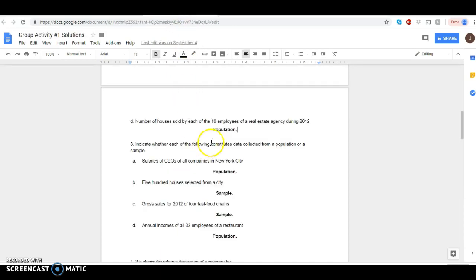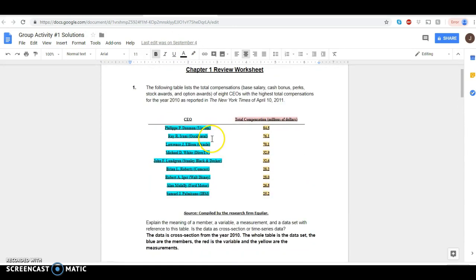Again, the first question on the group activity was a good example of that. The entire table itself is going to be considered the data set. The variable is the compensation, highlighted in red, and the ones I've highlighted in yellow are the observations. Those are the actual values that the variable varies over. The members are the CEOs that I've highlighted in blue, and this is cross-section data because it's all coming from the same year, just different CEOs.